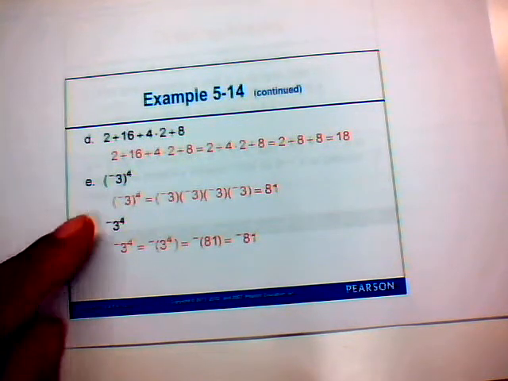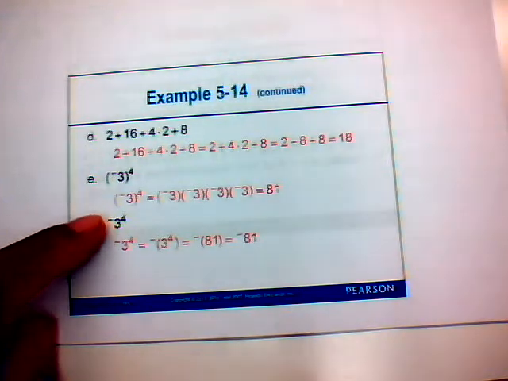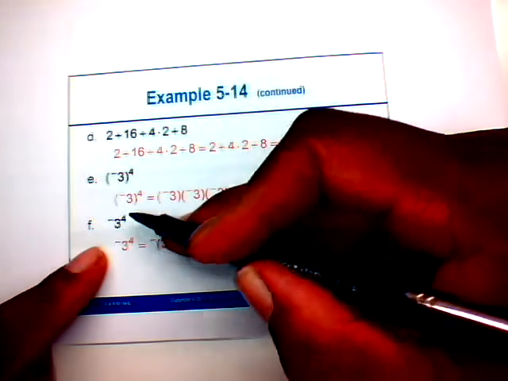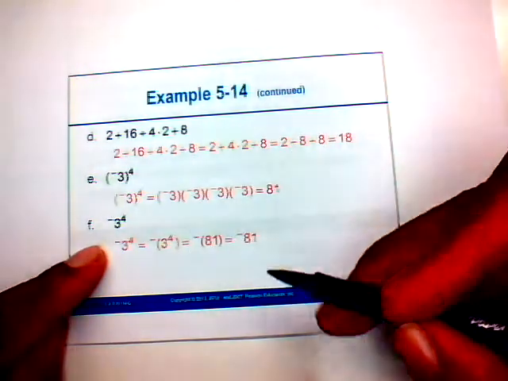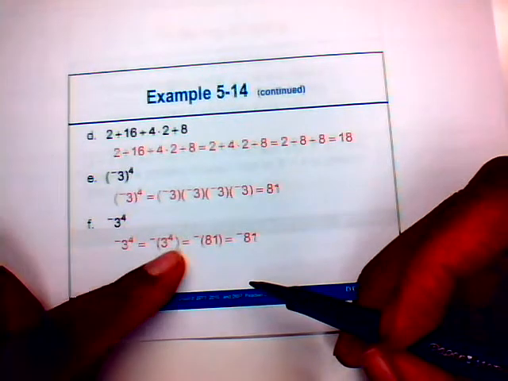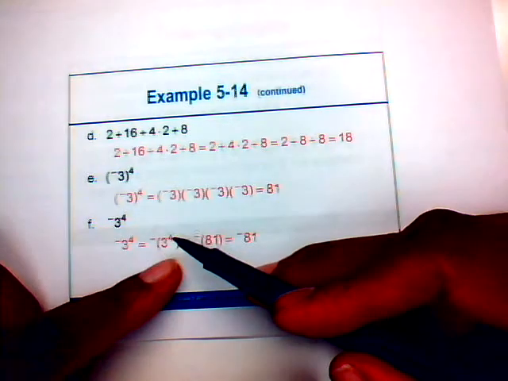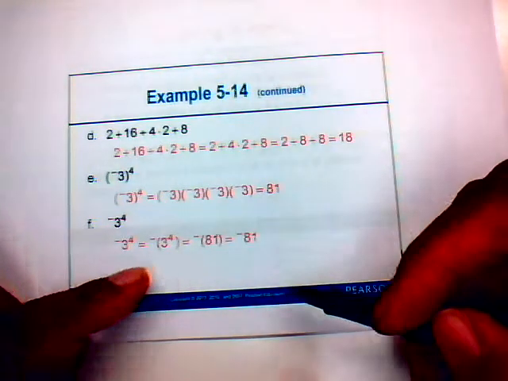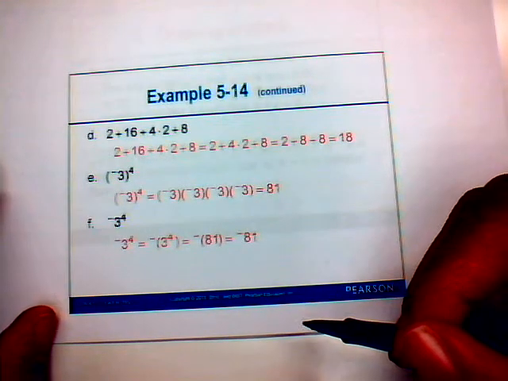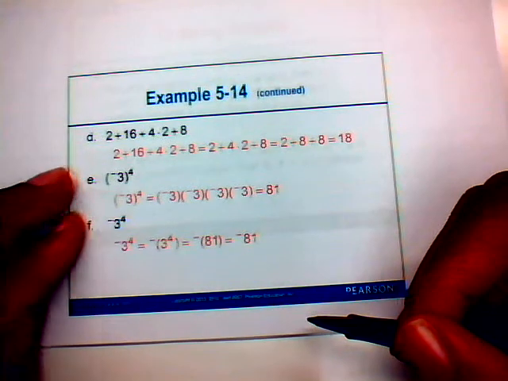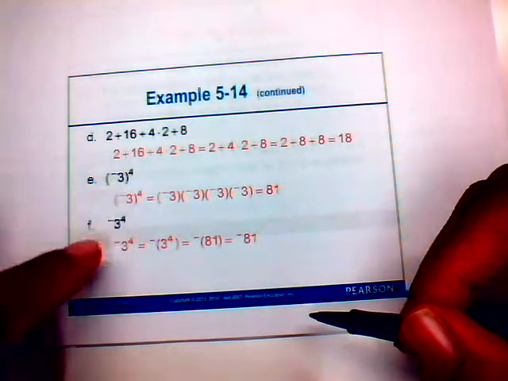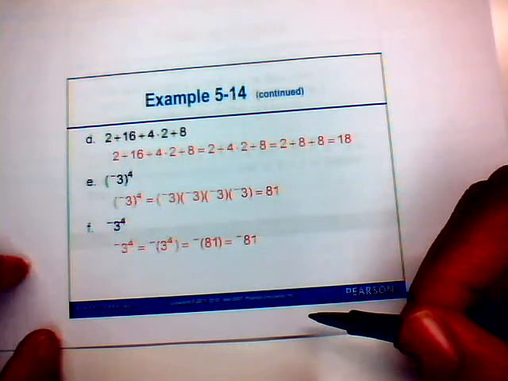But look at F and how it's written. Now you got the negative 3 to the 4th power, but no parentheses. You first do 3 to the 4th power and then take the opposite of that. That's what this means. 3 to the 4th power, of course, is 81, but the negative sign will make the 81 negative. Okay? There is a difference between these two right here. Notice this has parentheses here around the negative 3. This one does not.